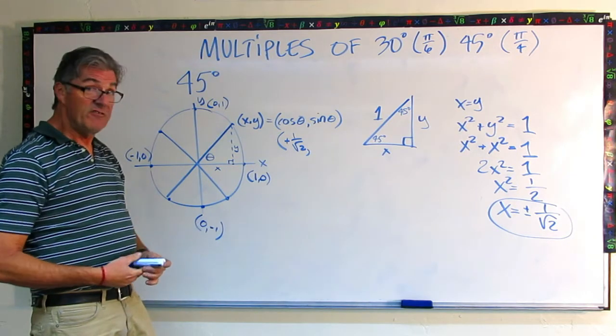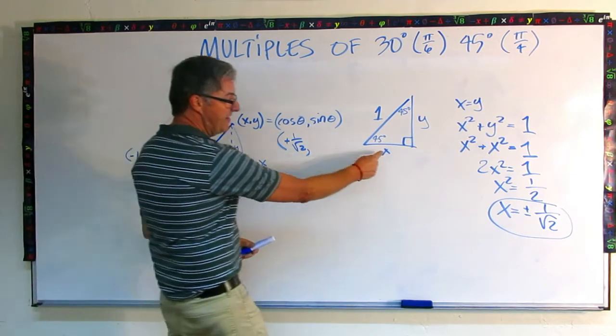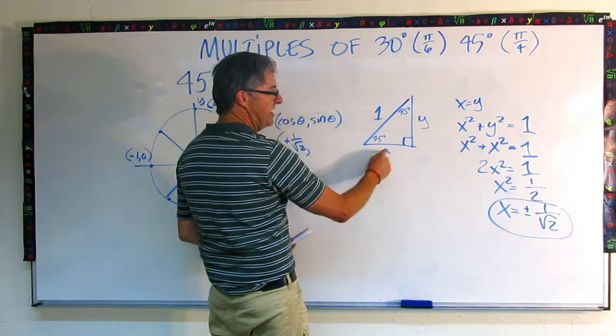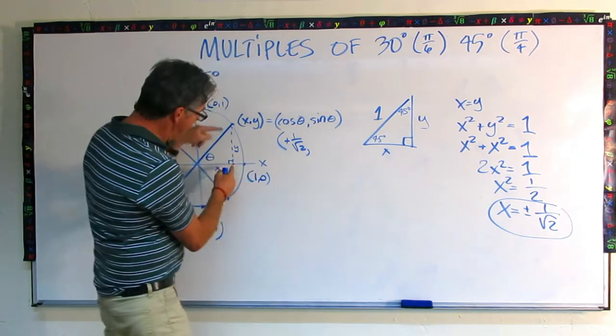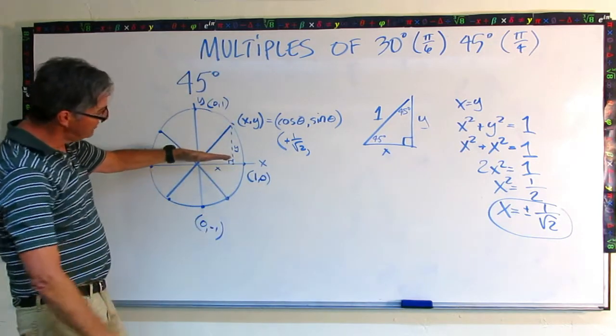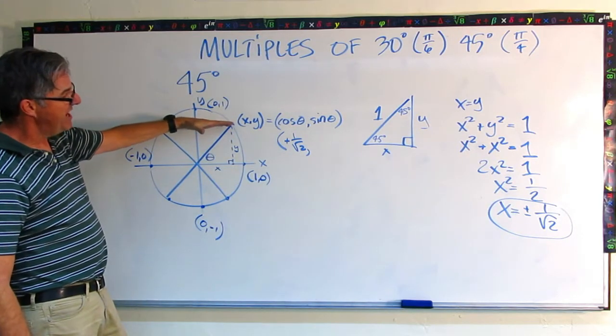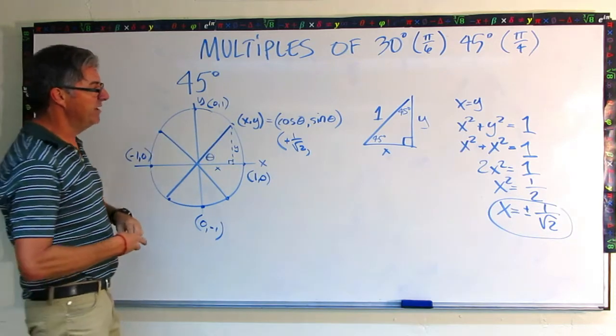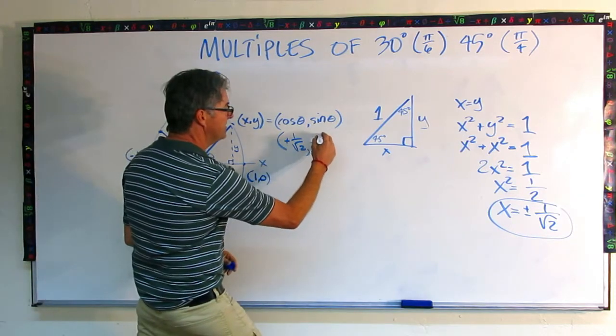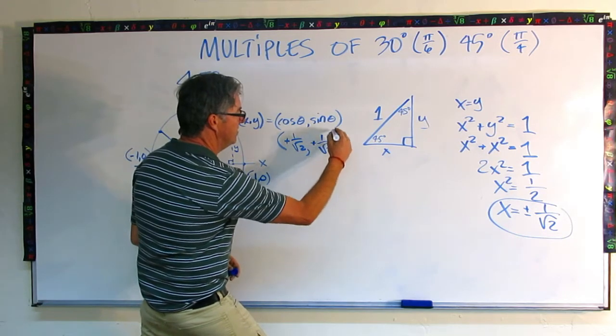Okay? If you remembered that since we have an isosceles triangle and these two sides are equal, we can just substitute in x for y. And y is this side of the triangle, which is also how high it is above the x-axis. So it is indeed the y value at that point. So this is also plus 1 over root 2.